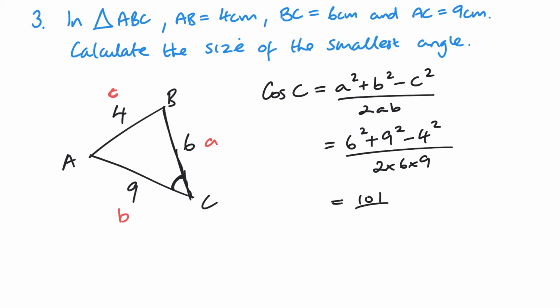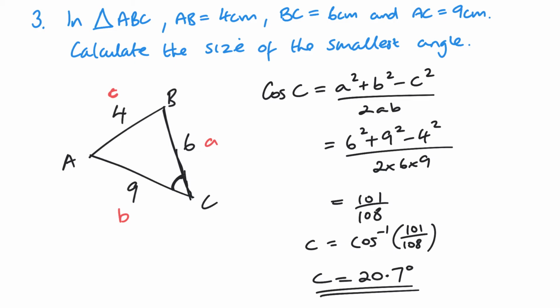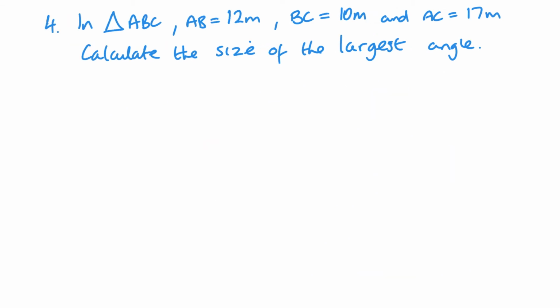That gives me, from my calculator, 101 over 108. And C is going to be the inverse cos of that. Obviously you don't need to write this down, you can just work it straight out in your calculator just by pressing shift cos and equals while that fraction is in your calculator. And we get 20.7 degrees. And I'm doing this to either one decimal place or 3 significant figures, as is common for angles.